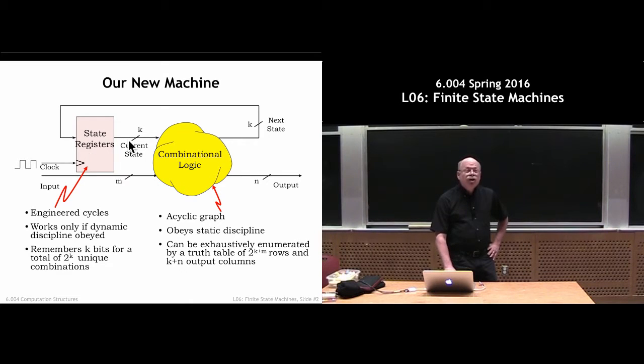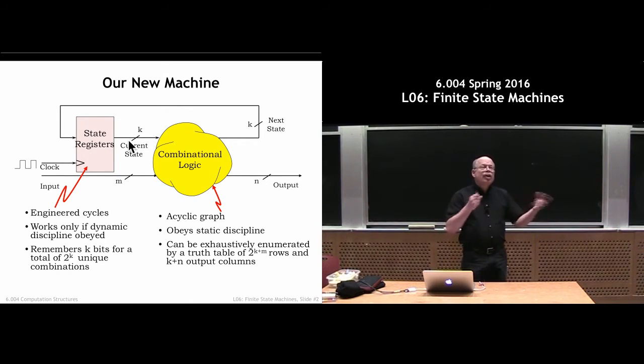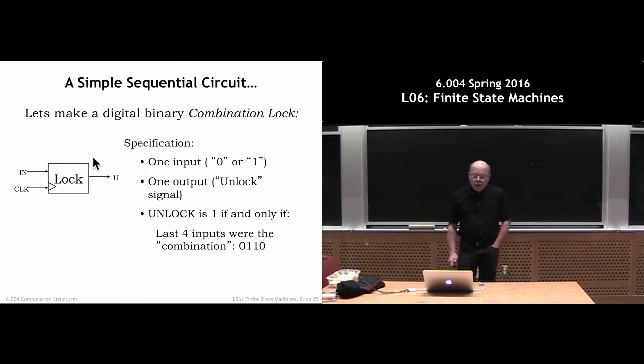And so that means there are 2 to the k possible unique states. So if a particular combination of bits in the state register represents one state, there are 2 to the k such states available to us. So let's see how we're going to use this machine, and we're going to introduce a new abstraction that will let us do it.